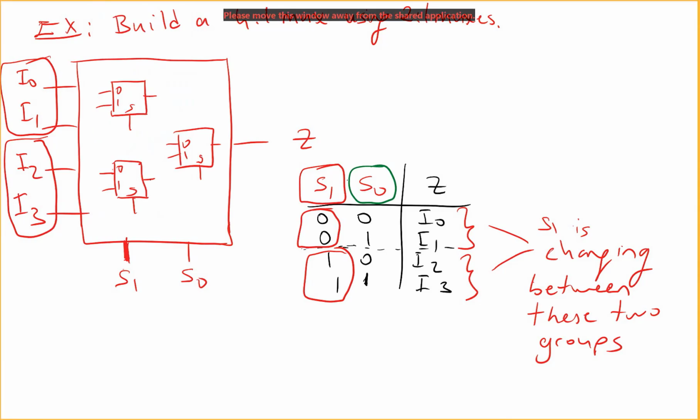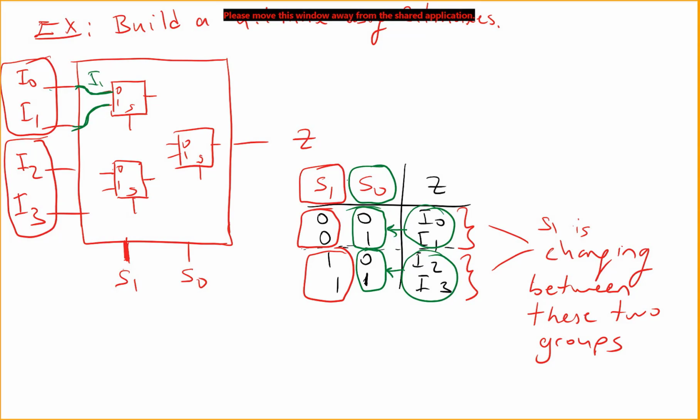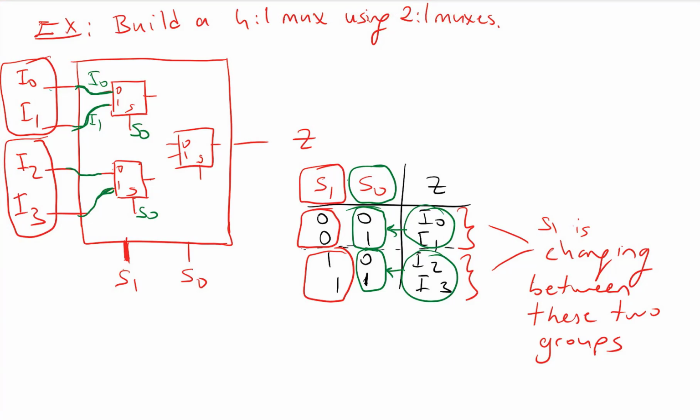If I look at S0, S0 is changing between I0 and I1. It is also changing between I2 and I3. So if I would like to select I2 or I3, I need to use S0. If I need to select I0 or I1, I need to use S0. The logical thing is I need to connect this here and make a connection here. So this is I0 and this is I1. To select between I0 and I1, I need to connect S0 here because from the table S0 is selecting between I0 and I1. To select between I2 and I3, I need to use S0 here because from the table I see S0 is selecting between I2 and I3.